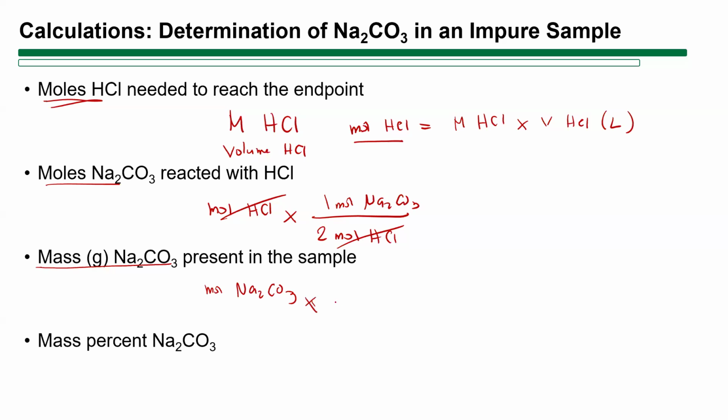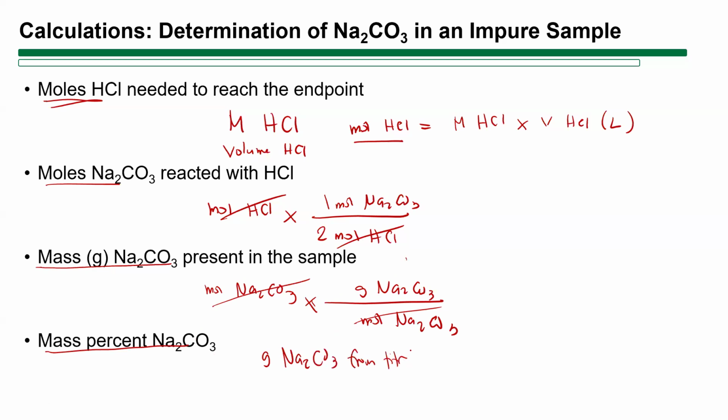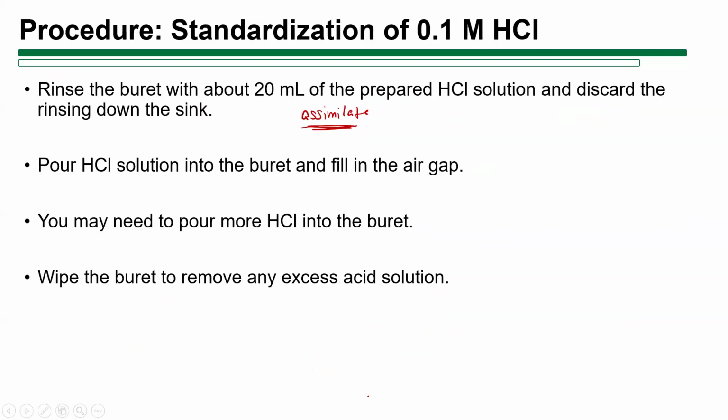Then, you multiply the moles by the molar mass. Again, it's your responsibility to determine the molar mass of sodium carbonate. The units cancel, so you have the mass of sodium carbonate. Once you have the mass of sodium carbonate, you calculate the mass percent. How do we calculate the mass percent? You use the grams of the sodium carbonate from the titration data, divided by the grams of the sample that you initially obtained from the packet.